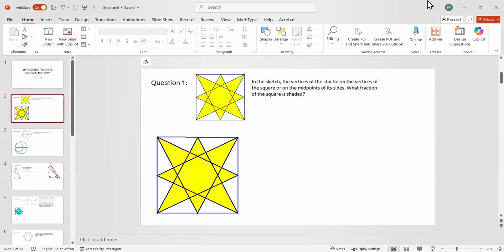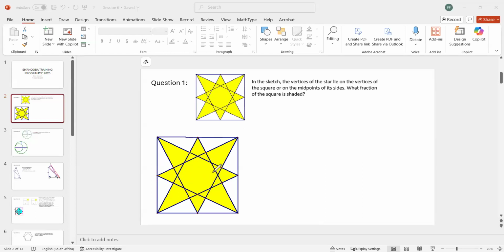The first problem is the following. There is a sketch given with a shaded area, and the question reads, in the sketch, the vertices of the star lie on the vertices of the square or on the midpoints of its sides. Well, I think we can see this picture quite clearly. So you've got a star here, and this is a shaded region. What fraction of the square is shaded?